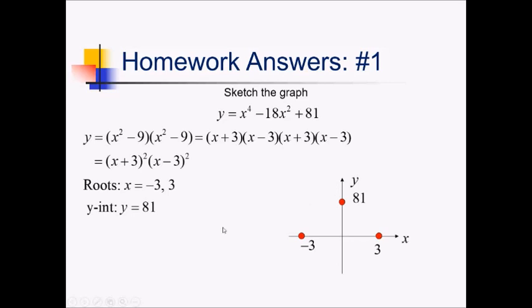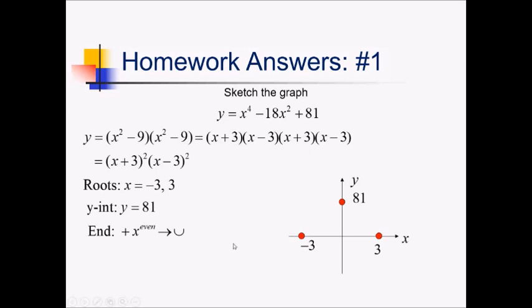Now for my end behavior, I look at the lead coefficient of the original here, this x to the fourth. That is a positive x to an even power, which tells me that this is going to behave like an x squared, like a right side up parabola. So we're going to start above the x-axis and end above the x-axis.